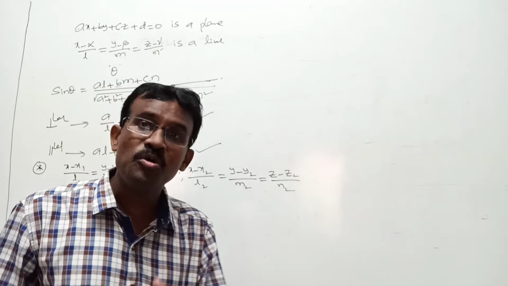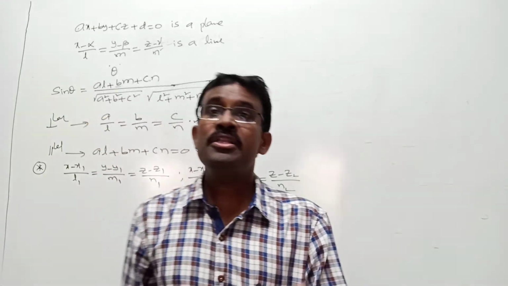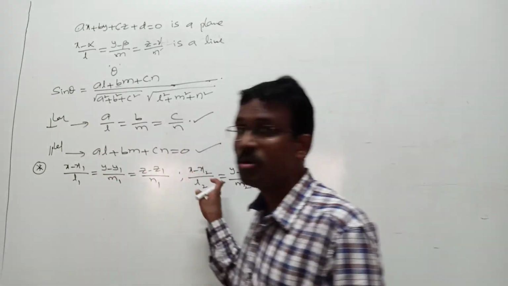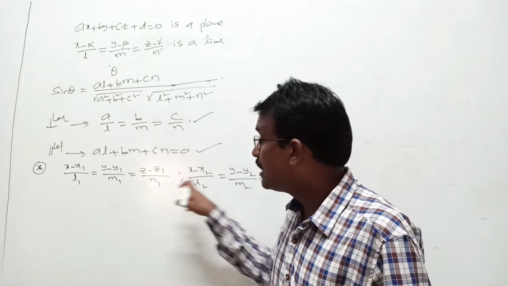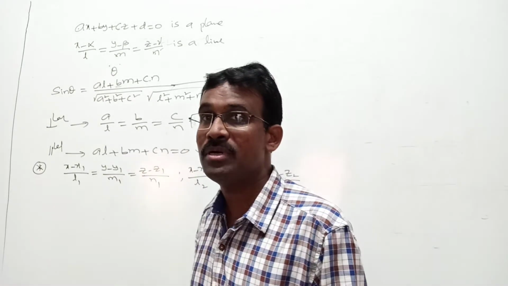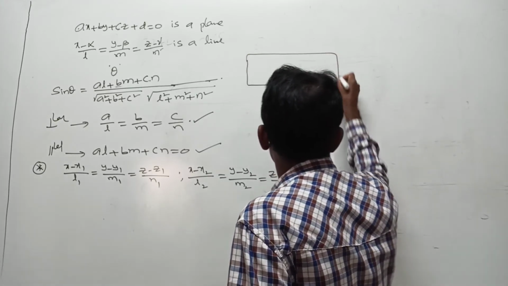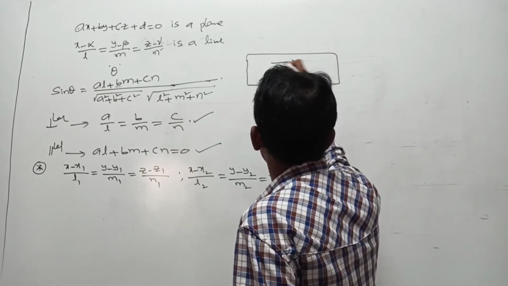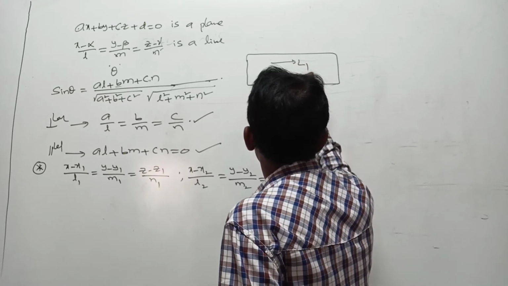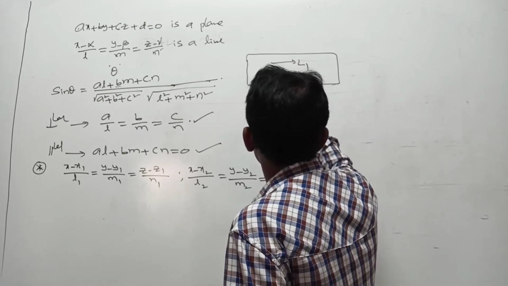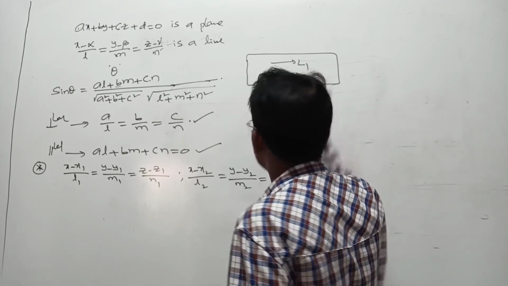But what is the coplanarity condition? In the theoretical way, when do you say these two are coplanar? If those two lines can lie on the same plane, then you say those two lines are coplanar lines.